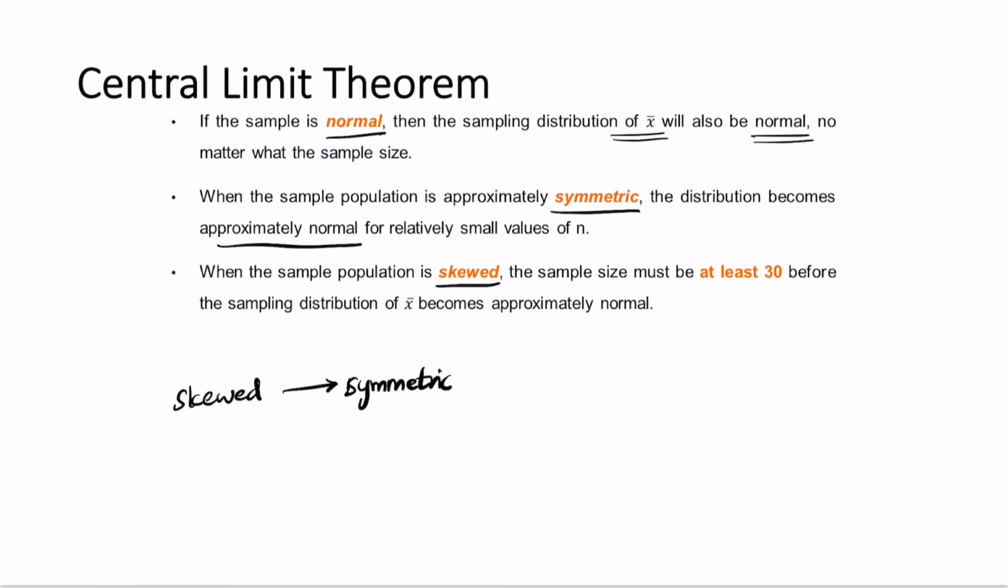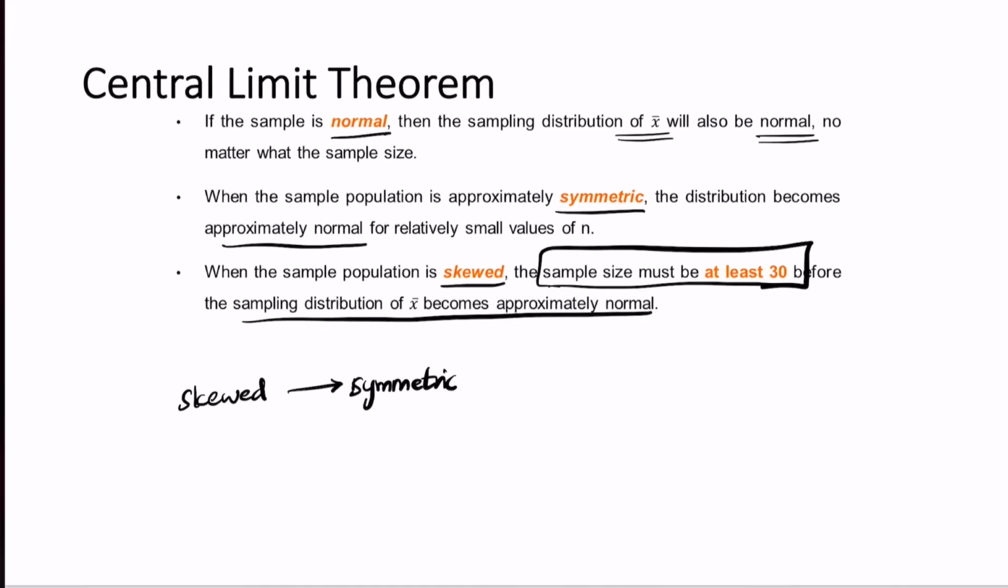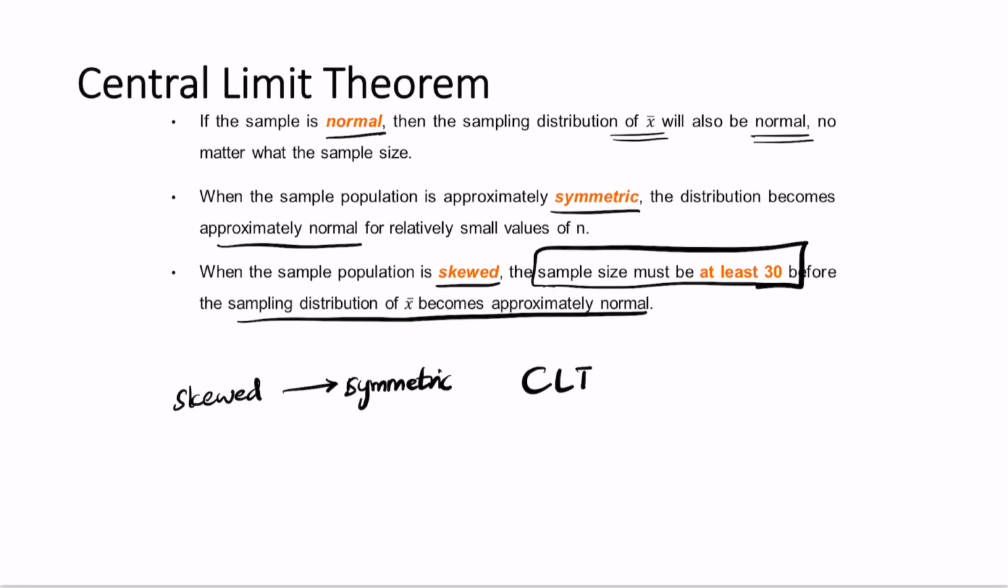Now when the sample population is skewed, the sample size must be at least 30 for the sampling distribution to become normal. Remember this point again. So CLT, the central limit theorem, only works when n is greater than 30.